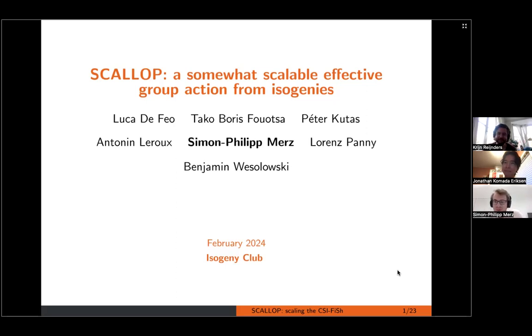So the goal is to first set the stage why we care about these effective group actions, also for the security levels that we can instantiate with SCALLOP, then describe some of our design rationale in how we instantiate the scheme for specific parameters, and then give a high-level overview of how it works, some results about our implementation, and then open problems. Feel free to interrupt me for clarification questions. But otherwise, you can also ask questions in the end.